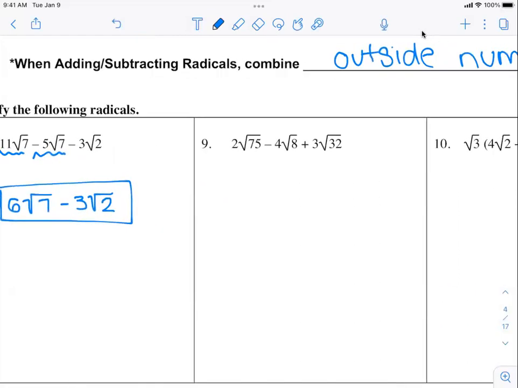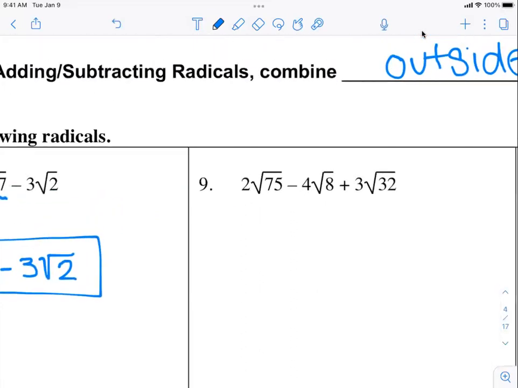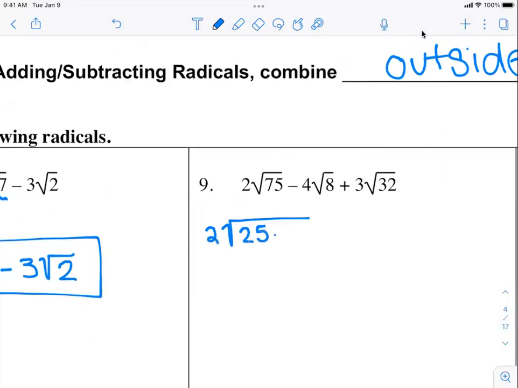Okay, next one. First of all, I can't combine anything, but I can simplify. So square root 75, we know breaks up into the perfect square that fits into it, which is 25, and 25 times 3 is 75. We know that the 25 comes out and turns into a 5, and then we still have a root 3. So 2 times 5 is 10 root 3.